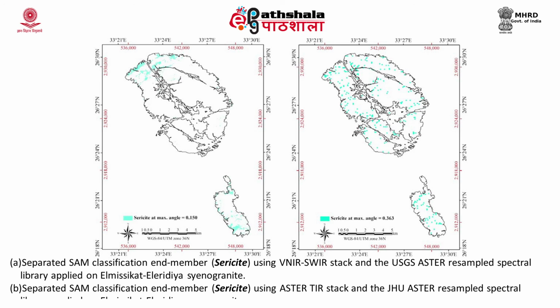Here the spectral library was applied, and in this diagram you can see the quartz. SAM classification, end member is quartz. It's the resampled spectral library applied on this particular cyanogranite, and the right side image is the TIR band. In the same way you can very clearly see the different mineral anomalies.